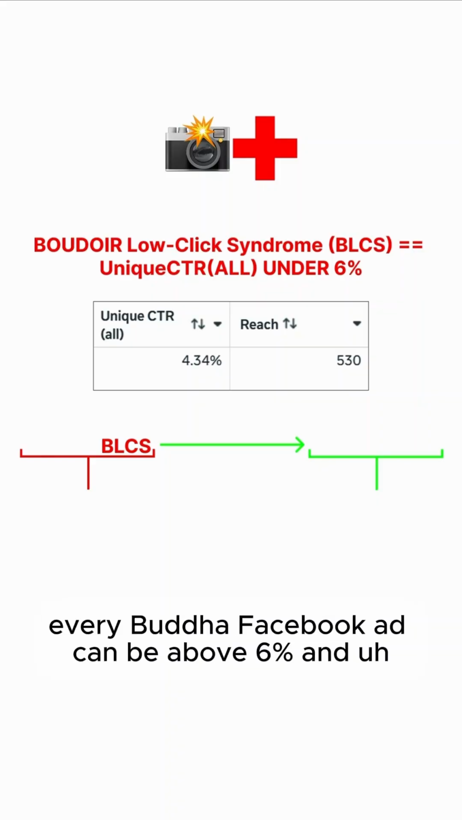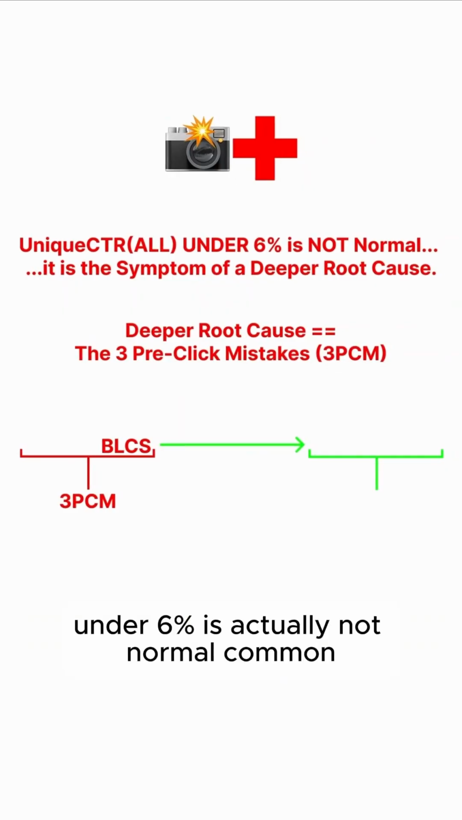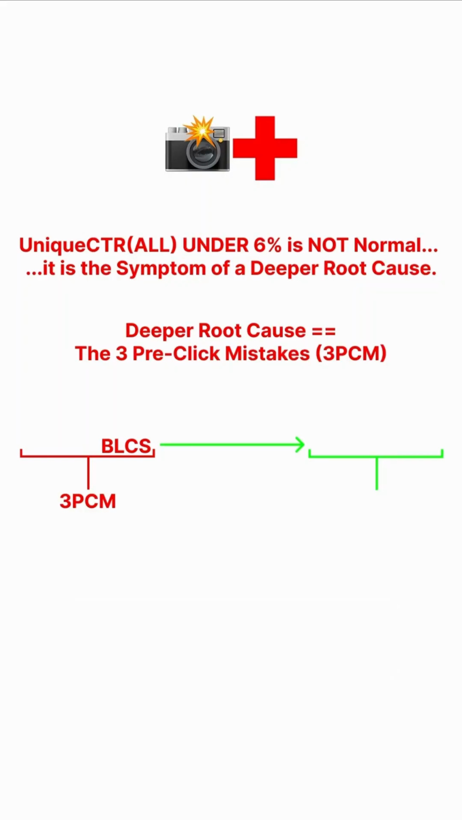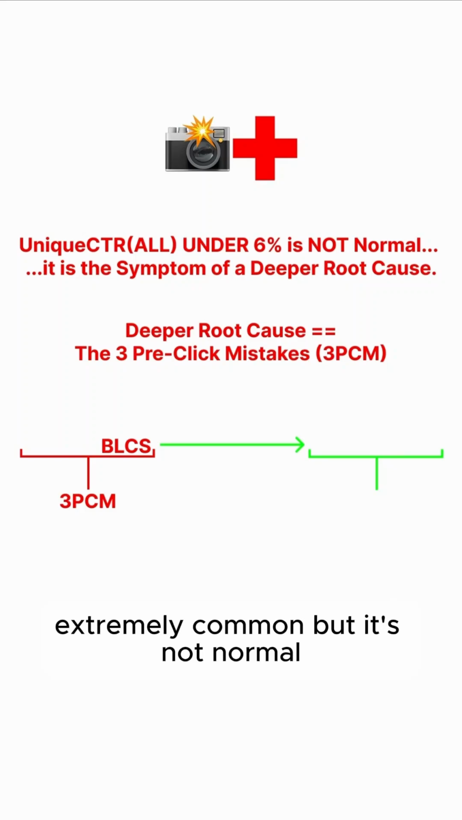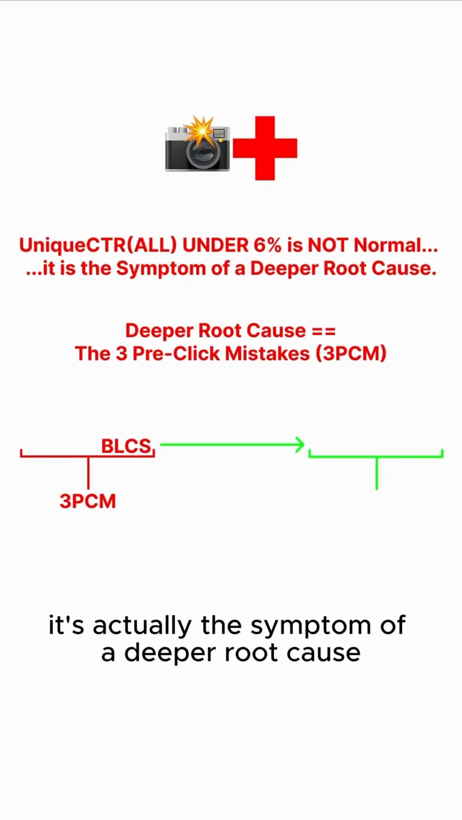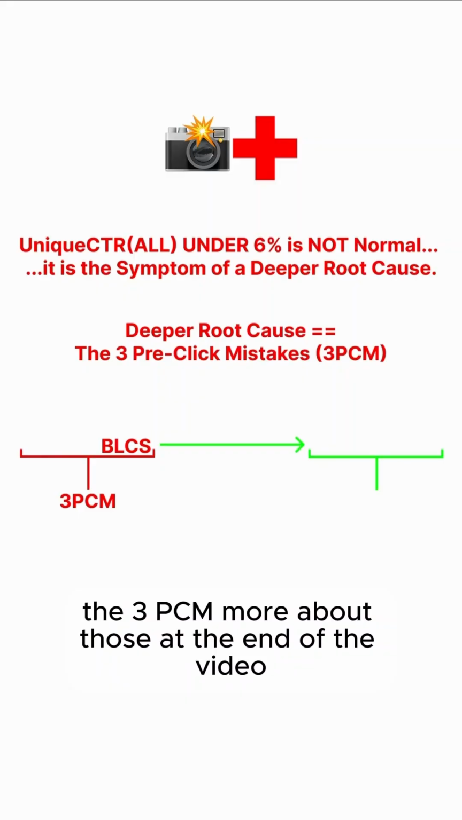6% is the minimum. Every Boudoir Facebook ad can be above 6%, and under 6% is actually not normal. It's the most common thing I've seen with Boudoir Facebook advertisers, extremely common, but it's not normal. It's actually the symptom of a deeper root cause, and that deeper root cause is the 3 pre-click mistakes, the 3 PCM. More about those at the end of the video.